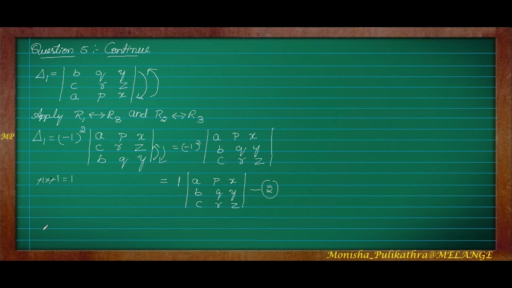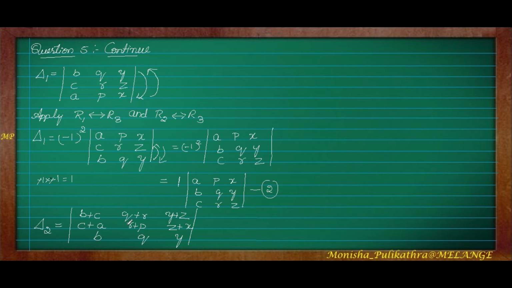Now what you have to do, you have to write delta 2. The same solvation you have to do for delta 2 also. So I'll be writing delta 2 here. That is b plus c, q plus r, y plus z, and c plus a, r plus p, and z plus x. Next is b, q, and y. So this is delta 2. Since we have split the whole delta into two forms, one is delta 1 and delta 2. Delta 1 we have already solved. We have reduced it into the form of a determinant. Whereas delta 2 also we have to do in the same method.